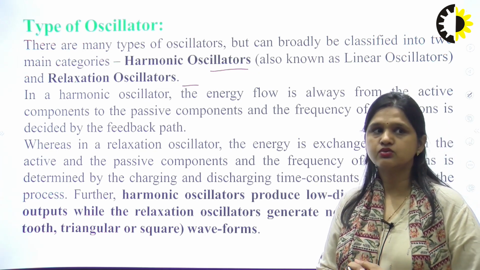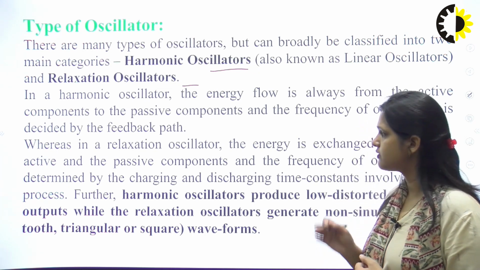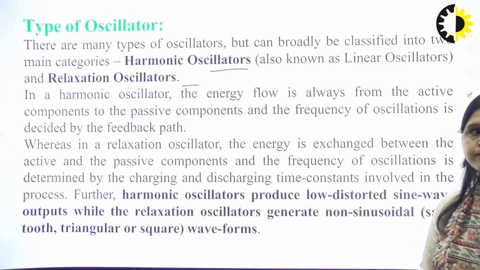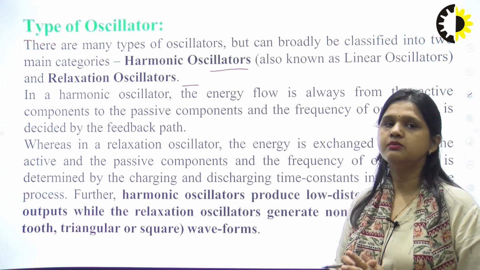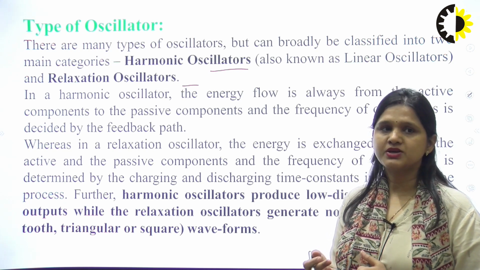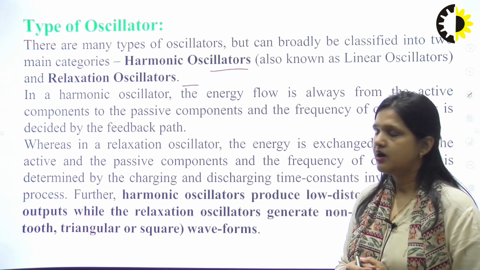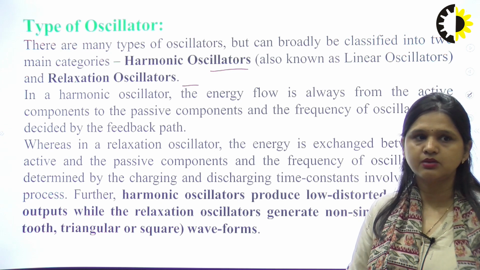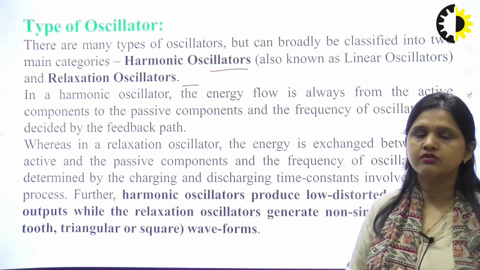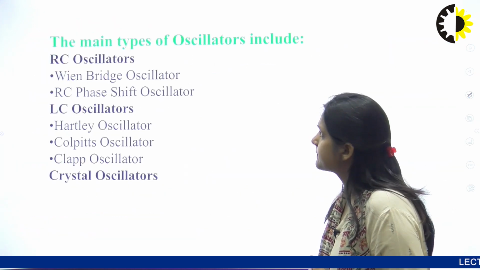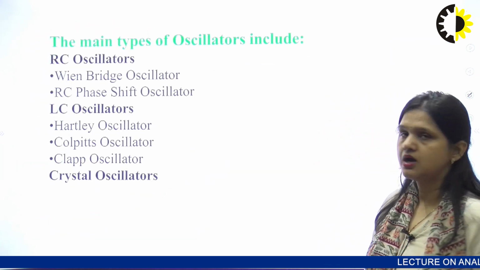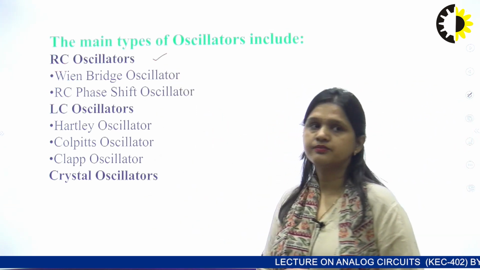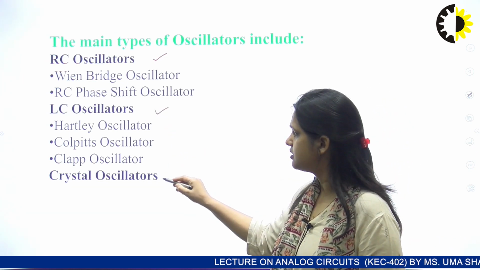So in a harmonic oscillator we can produce a sine wave, so these are known as sine wave generators, whereas in the case of a relaxation oscillator, the energy is exchanged between the active and the passive components, and the frequency of oscillation is determined by the charging and discharging of passive components like a capacitor. Further, using the relaxation oscillator, we can produce different types of waveforms like triangular wave, square wave, and many more. Mainly the harmonic oscillator is categorized into three categories: RC oscillator, LC oscillator, and the crystal oscillator.